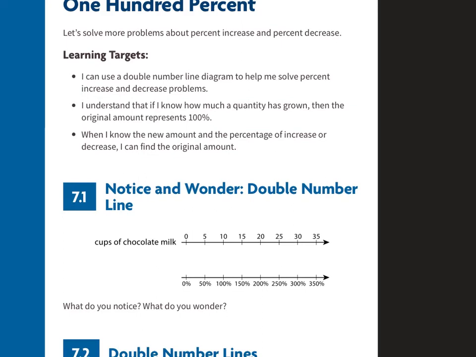So here we are, lesson number 7, 100%. We are on page 53, okay? So, learning targets, the I can statements.